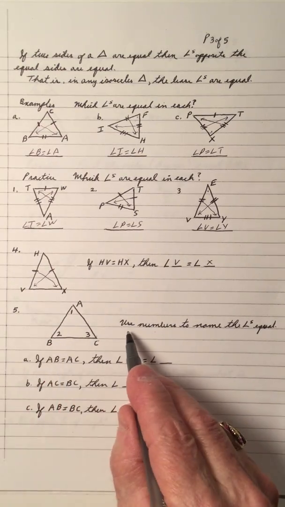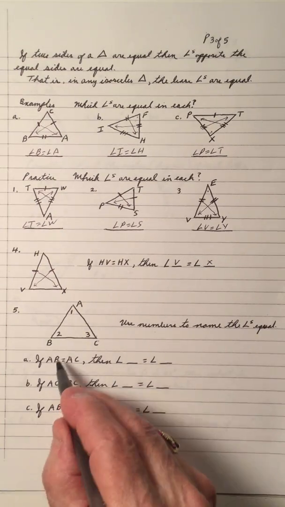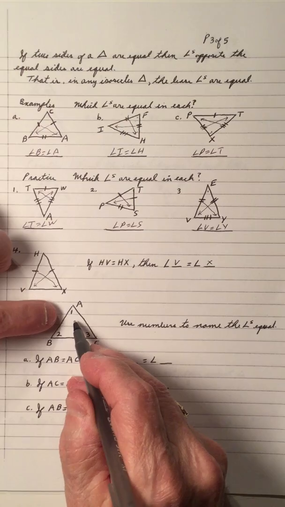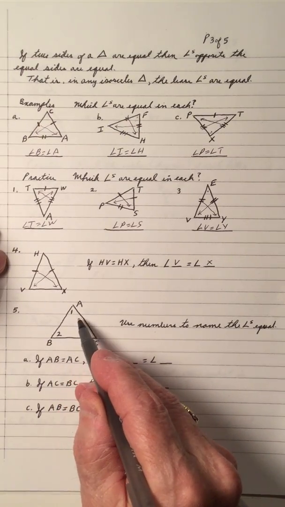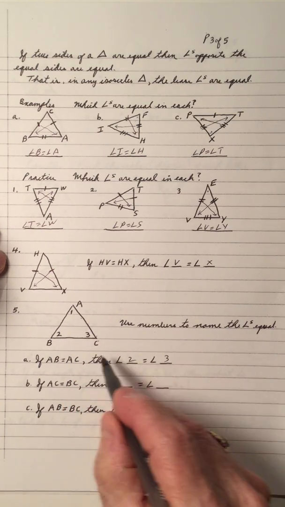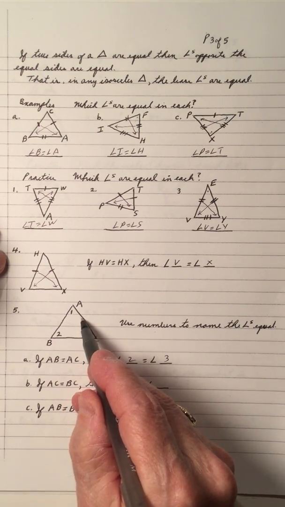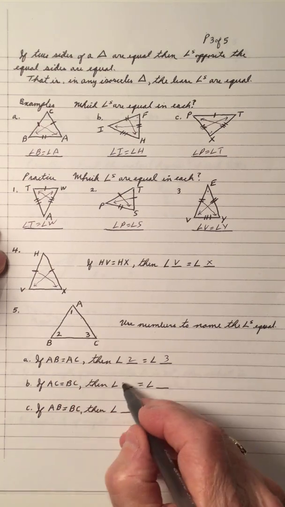Number 5, using the numbers to name the angles equal. Use the numbers. If AB equals AC, if those two are equal, then the angles that are equal are 2 and 3. If AC equals BC, if these two are equal, then 1 equals 2.